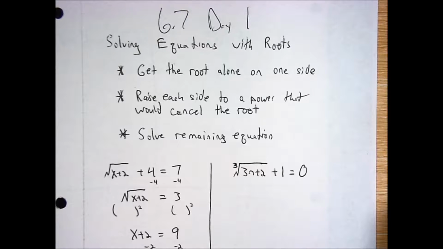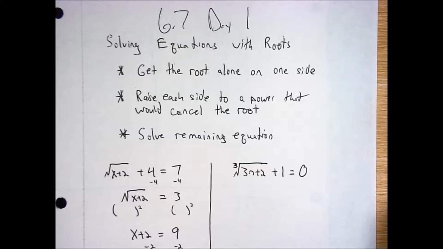Okay, we've got 3 basic steps to today's lesson. Step 1 is we need to get that root alone on one side. Whether that's a square root, cube root, fourth root, whatever, you just need to get that root alone on one side. Once we have that root isolated, we can then raise each side to a power that will cancel out the root.